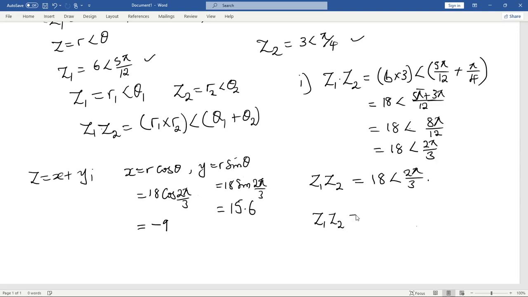So now, if this is the case here, then Z1 plus Z2 here, we're simply going to have negative 9 plus 15.6 i like this. Okay, let's look at the next one.